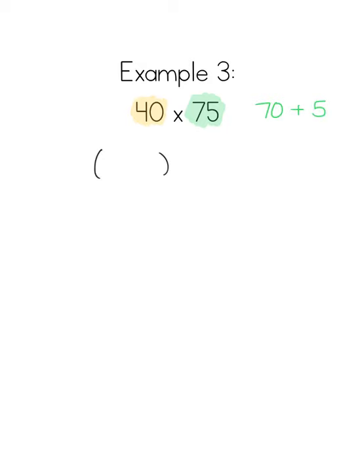And now I can set up my parentheses to write the problem using the distributive property. I know that the number I kept, or 40, needs to go in both parentheses. And the other number in each parentheses will come from the way I broke up the number 75. So 70 will go in one set of parentheses and 5 will go in the other. And this is how I write the problem in distributive property form.